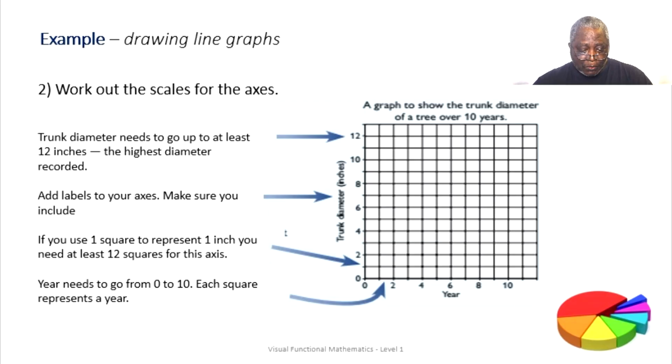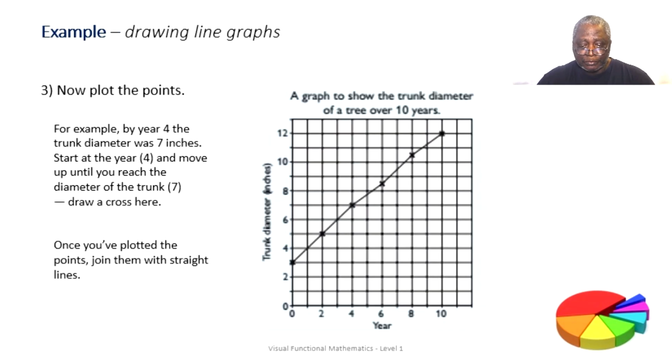The year needs to go from 0 to 10. Each square represents a year. So, how do we do this? You mark off, starting from 0 for both, the growth, which is from 3 right up to 12. And then of course you see the period involved: year 1, year 2, year 3, year 4, year 5, year 6, year 7, year 8, year 9, year 10. But it's alternate, so you go from 2, 4, 6, 8, 10.